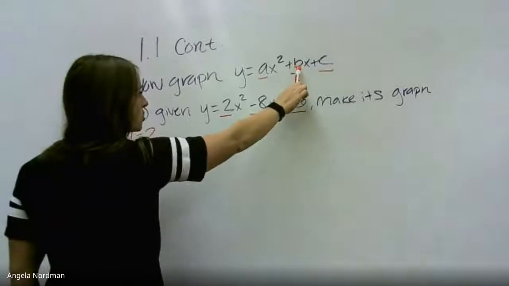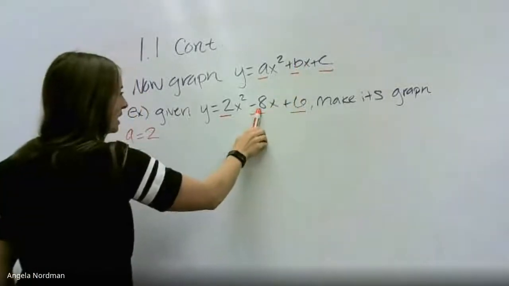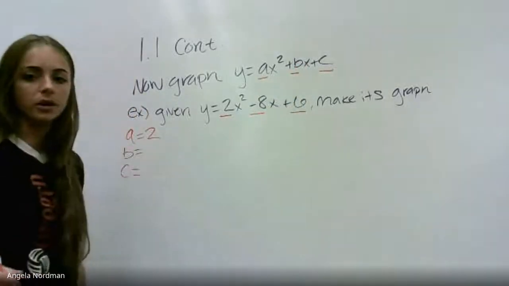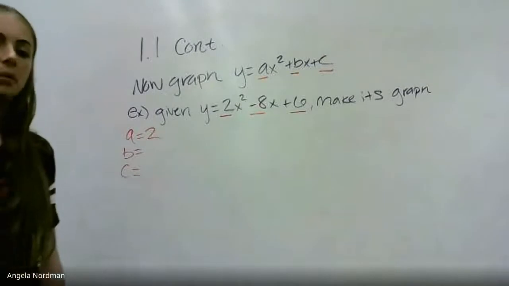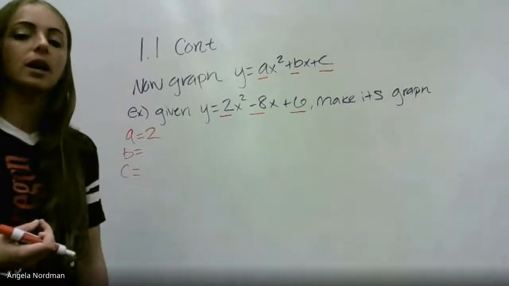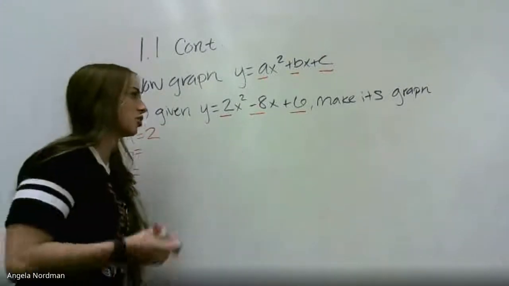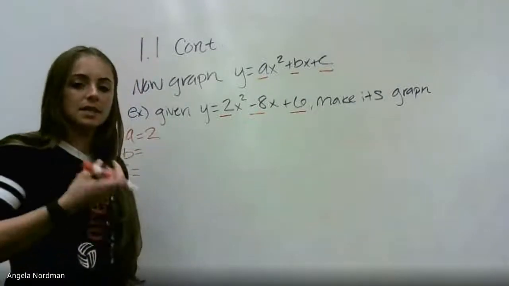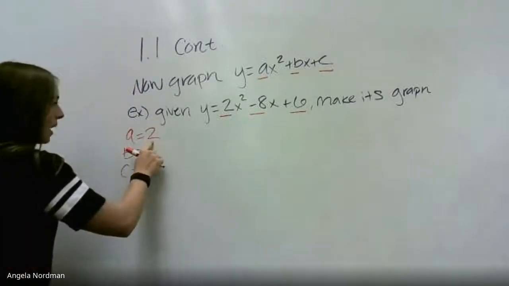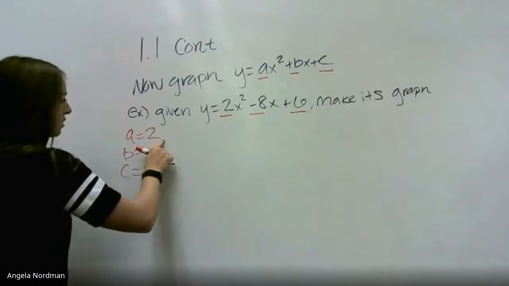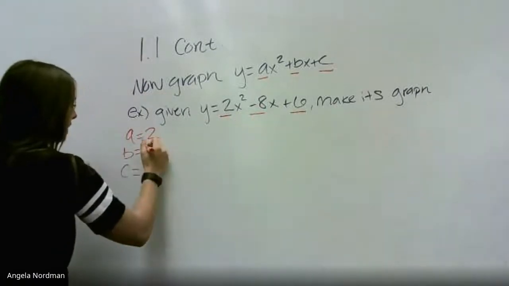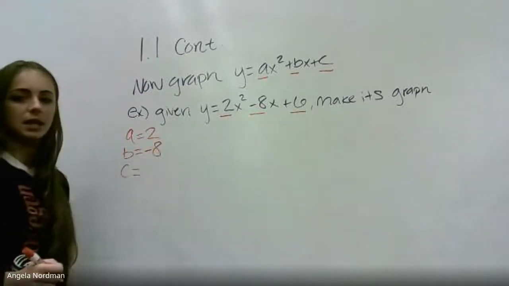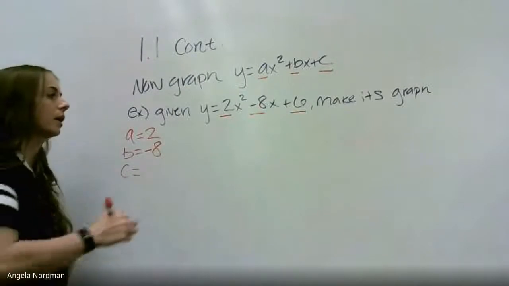Same thing with B, it's always bx. I have a negative 8x. One really important thing to remember is that when we're dealing with these, you take the sign with it. So if it's a negative 8x, you're taking all of that negative 8. The sign matters. So it was a positive 2, so that brought over a positive 2 for A. It's a negative 8, so this B is negative 8, okay?